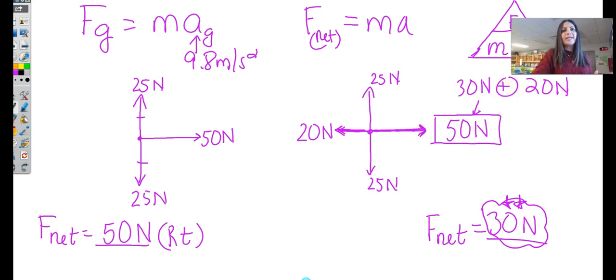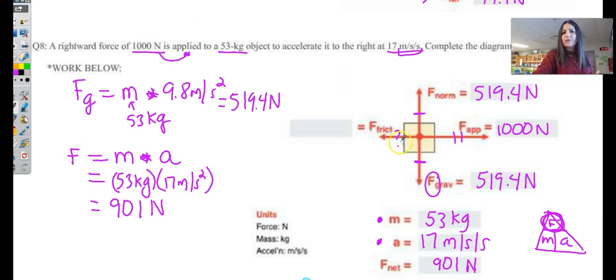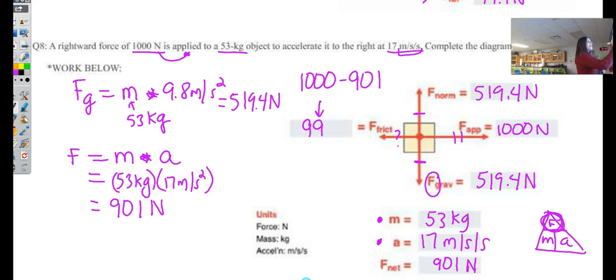Okay, so let's take a look and see, is this arrow shorter than this or longer? Well, it definitely looks to me like it's shorter than my applied. So if it's shorter, I'm going to need to subtract. And what am I subtracting? I'm going to subtract my net, which is 901, from my applied, or the other way around. If you get a negative number, just make it positive. So it's 1,000 minus 901, which is equal to 99, and that's newtons.